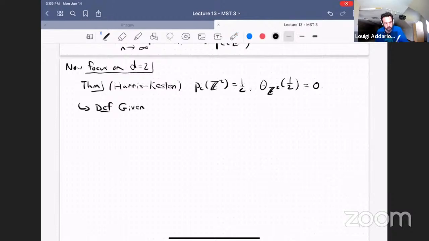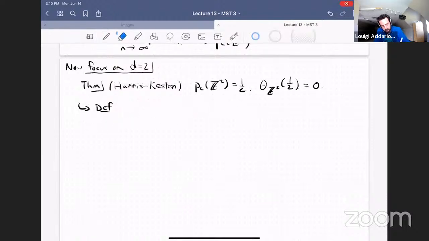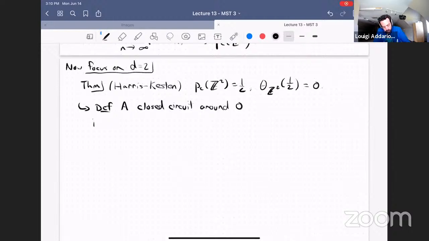Okay, so let me make a definition. Let me start again. I'm making things a little more complicated than I need to. So we'll say that a closed circuit around zero in Z^2 at level p will be a circuit all of whose edges have weight greater than p.